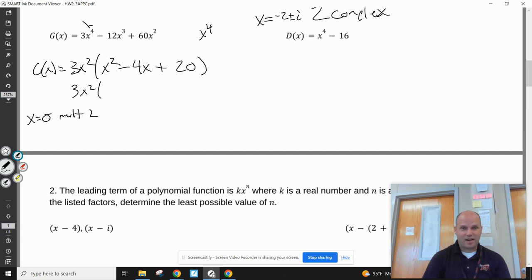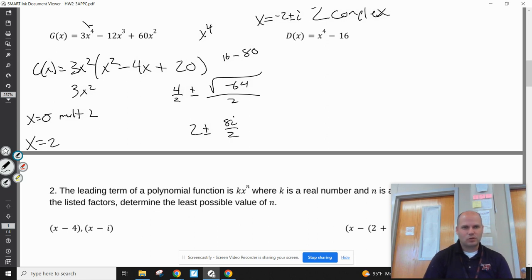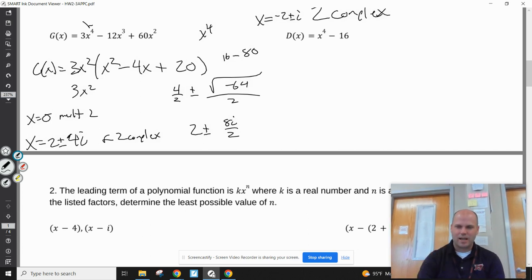Okay. This can't factor. We could use the quadratic formula. Think about the b squared minus 4ac. So opposite of b over 2a, plus or minus the square root of b squared, 16 minus 4 times 1 times 20. 16 minus 80 is negative 64, all over 2a. We get 2 plus or minus 8i over 2. That's 4i. X equals 2 plus or minus 4i are our 2 complex. We didn't have to find them in the question. We just had to see how many do we have.